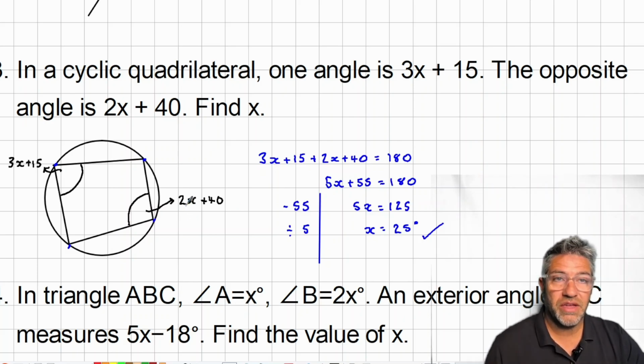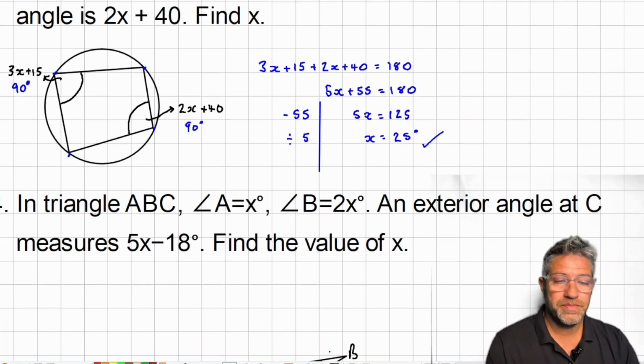And again, we can now check. 2 times 25 is 50, add 40 is 90. 3 times 25 is 75, add 15 is also 90. 90 add 90 being 180. Please don't assume they're always both going to be 90. That is by pure chance. And you can see here the diagram is only a sketch, because quite clearly this angle here is slightly less than 90 and this angle here is slightly more than 90, but it is only a sketch. It's not drawn accurately. It's not to scale.